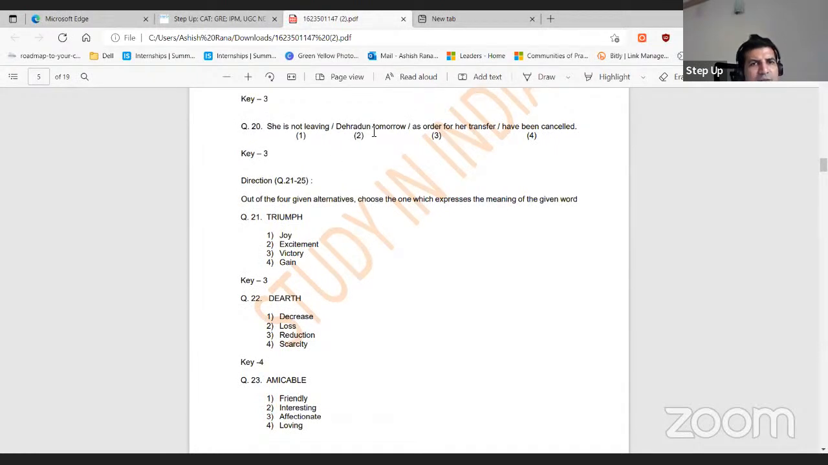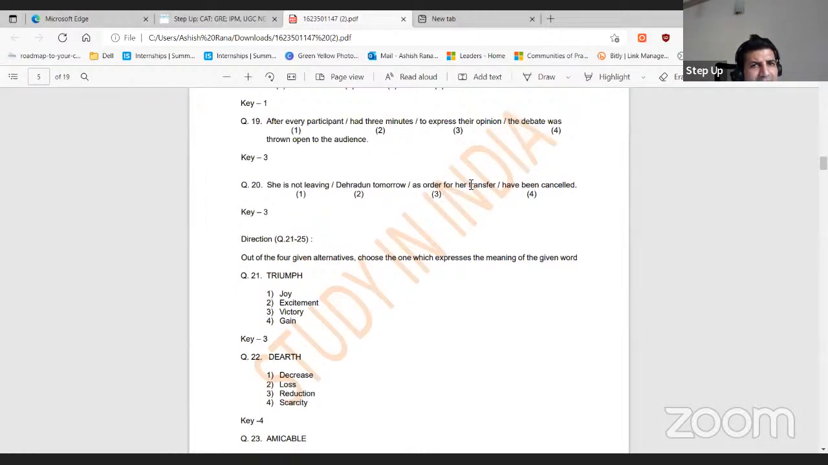She is not leaving Dehradun tomorrow as order for her transfer. She's not leaving Dehradun tomorrow because, or on account of, her transfer having been cancelled, right? So "as order for her transfer" doesn't sound correct, so that's the problem here. Correct?